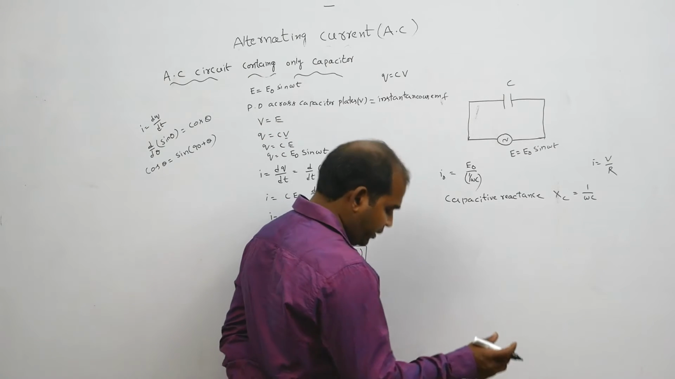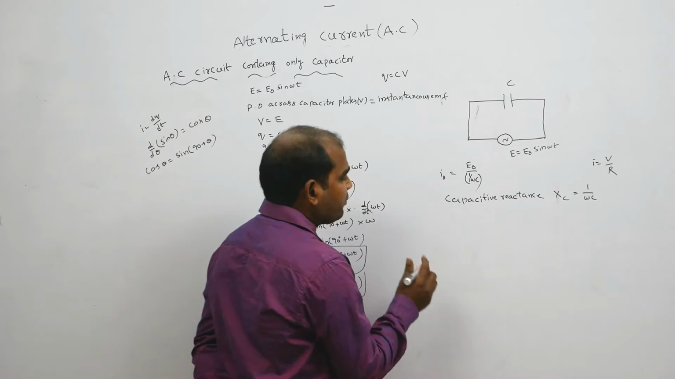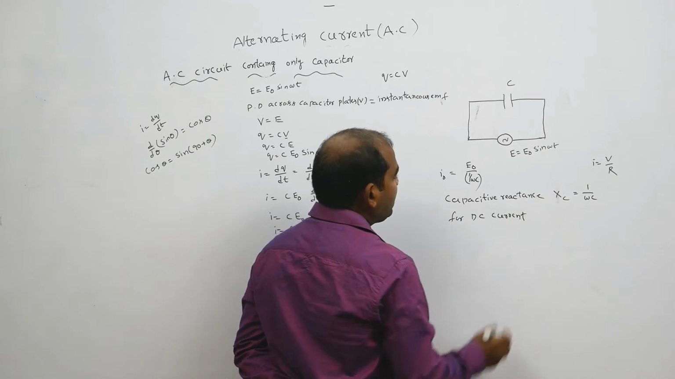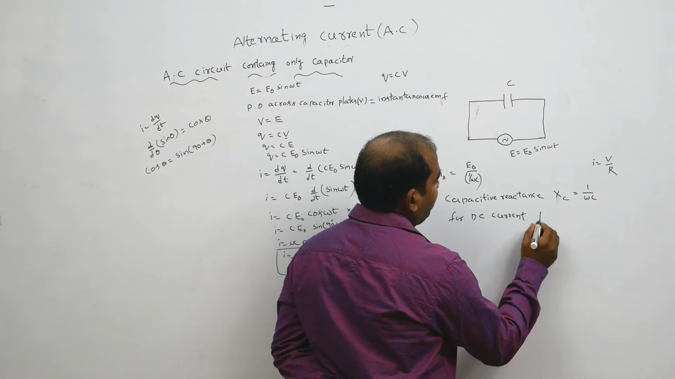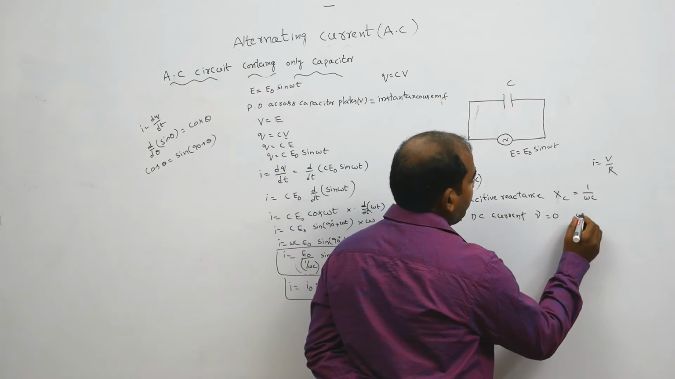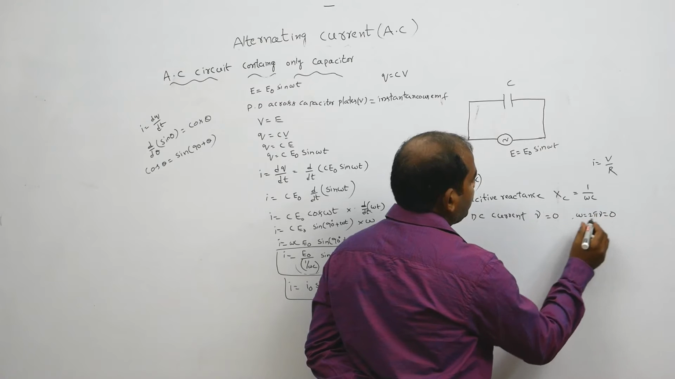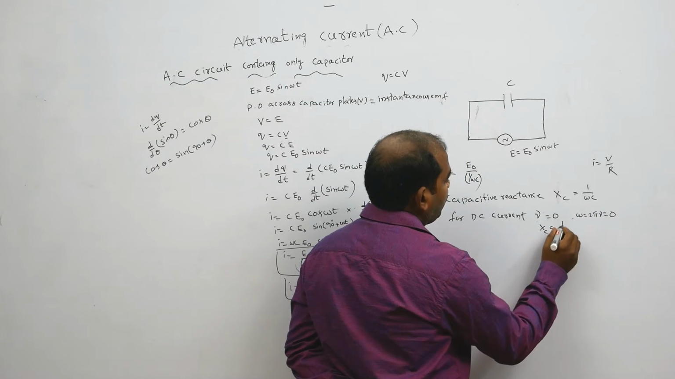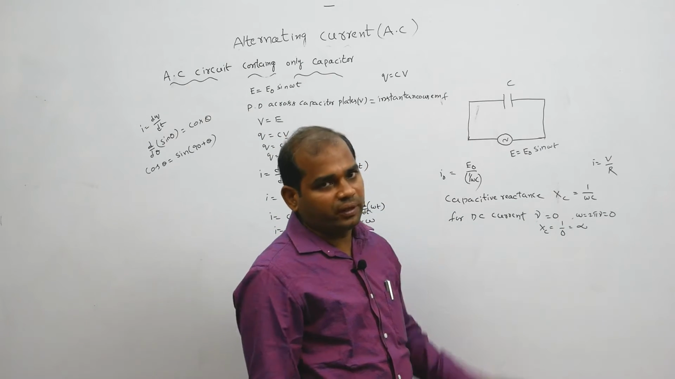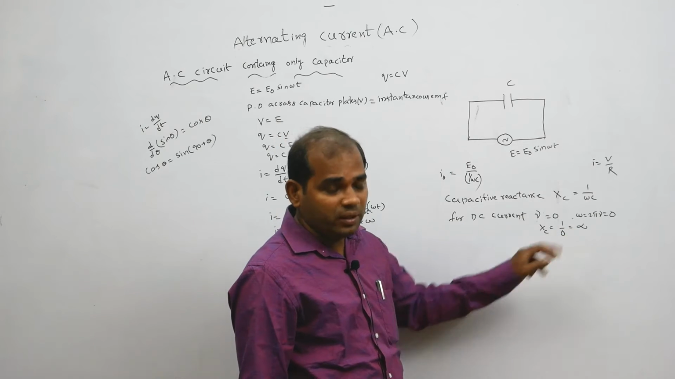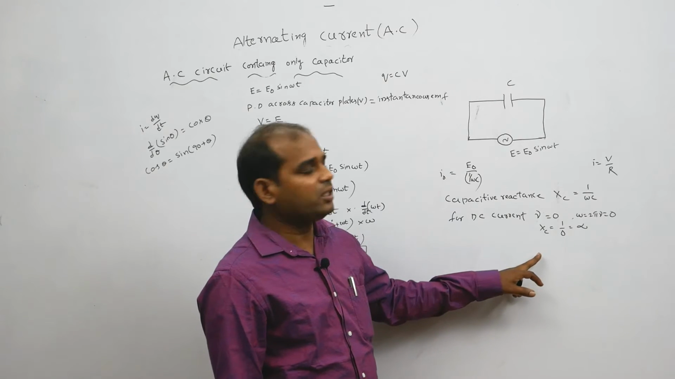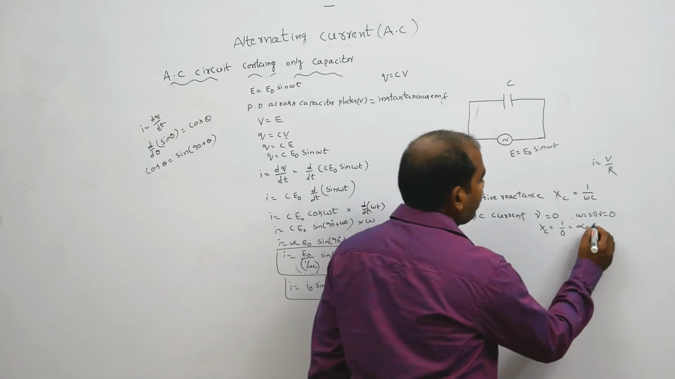For example, let's see the value of XC for DC as well as AC. For DC current, the frequency nu is 0, so omega equal to 2 pi nu is also 0. When omega is 0, XC is equal to 1 by 0, that is infinity. So for DC current XC is infinity. What do we understand by XC being infinity? It means there is no limit, an infinite value.